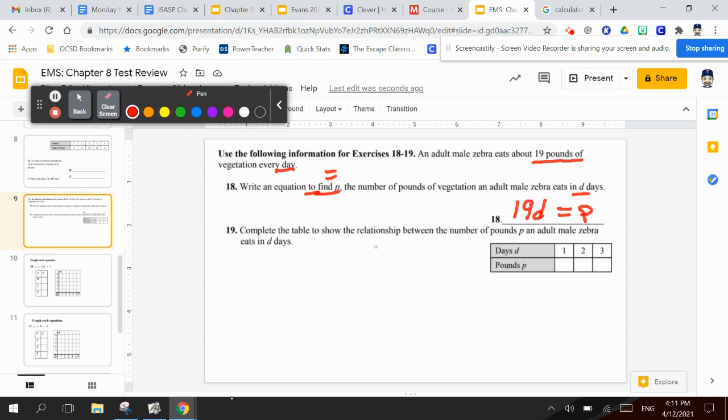19. Complete the table to show the relationship between the number of pounds P an adult male zebra eats in D days. So as we set up here, 19 pounds for 1 day. In 2 days, it would be 19 times 2, which is going to be 38. And 19 times 3 is going to be 57. So I multiply those days, simply take out my variable D and put in those values.